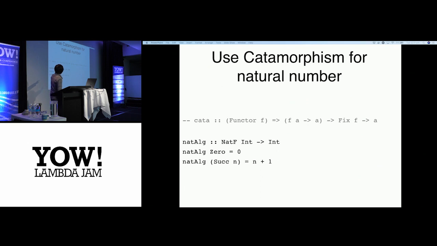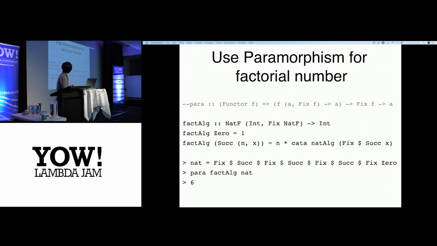If the functor is called 0, then I return 0 value. Otherwise, if this is succeed n, we simply return n plus 1. This is a handy function because later on it is required to calculate the factorial number. Now here it is, the key thing is to use paramorphism for the factorial number.